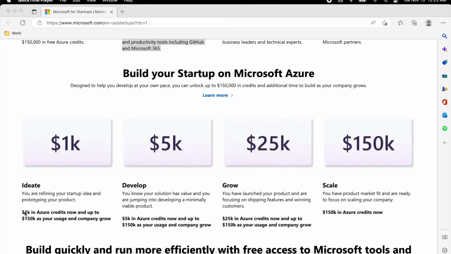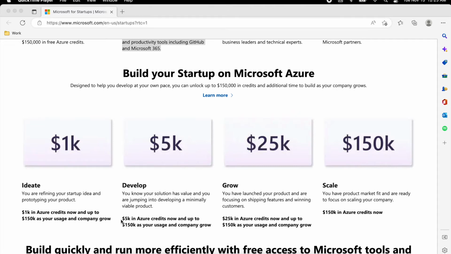Then if you are in the development phase and if you are registered with Azure as a startup, then you are eligible for 5K Azure credit, and you will get 150K when your company grows.